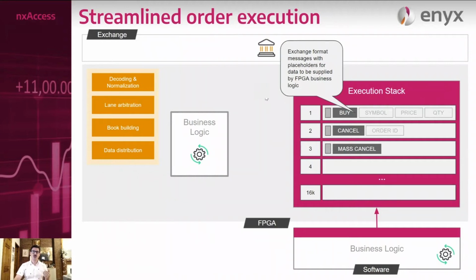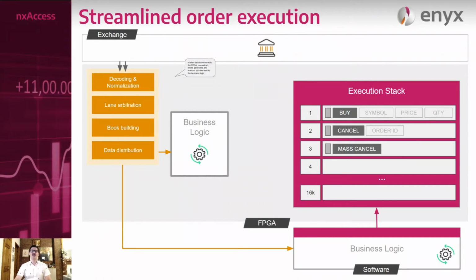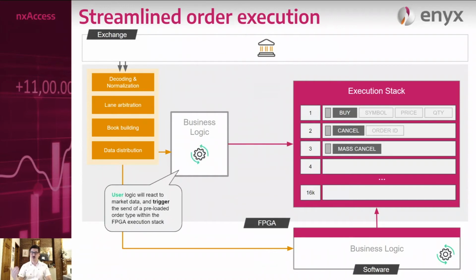So when market data starts to flow within the FPGA, the feed handler will decode it and normalize it, perform A/B arbitration, build the book, and then distribute the data both to the hardware and software applications. When that happens, looking into the hardware business logic in particular, that can lead to a trigger depending on the configuration of your algo and the signal that it is looking for. As we mentioned before, when a buffer is triggered, you can also mention additional fields for the execution stack to consider when sending that order.